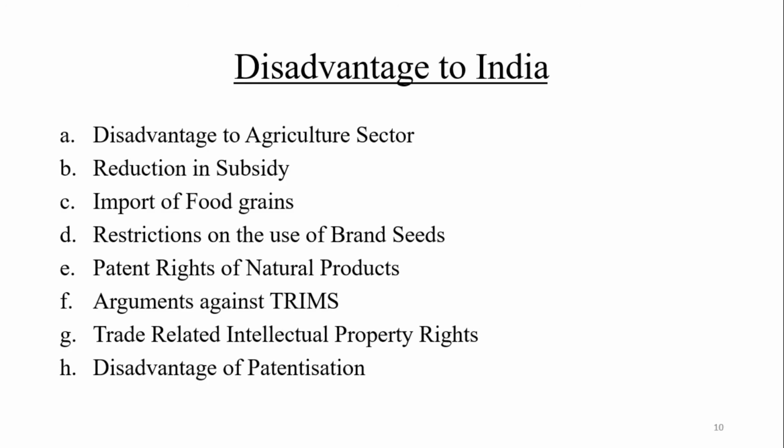Sixth, argument against TRIMS. In terms of WTO, India could not impose any restriction on foreign investment. Consequently, multinational companies will be free to establish their industries in India. It will harm indigenous industries. Domestic investors will suffer as they have little capacity to compete with the multinational companies.